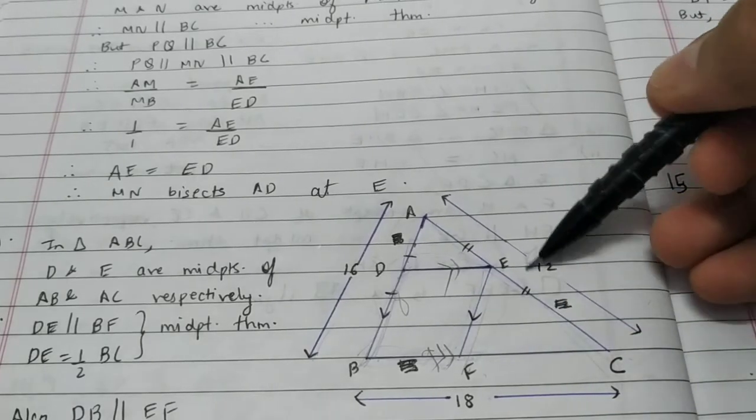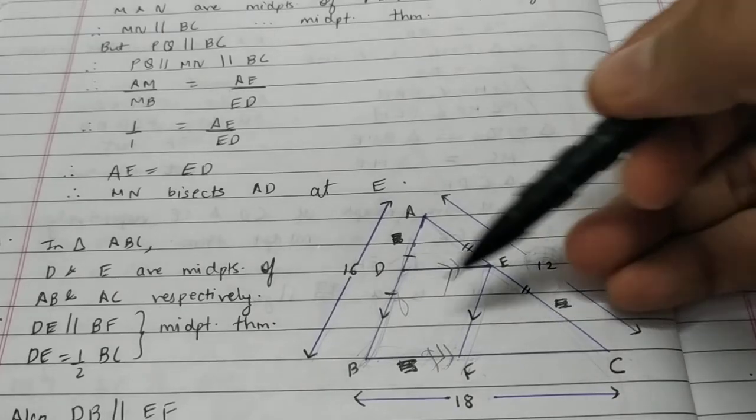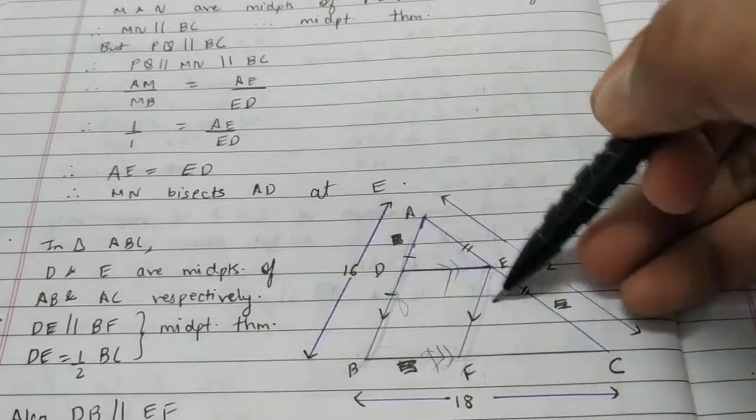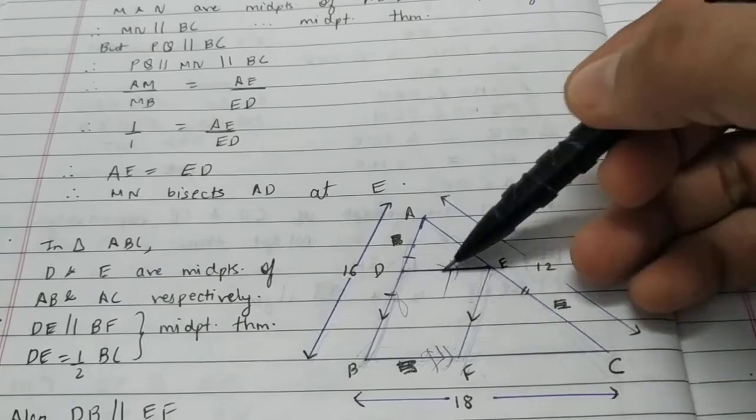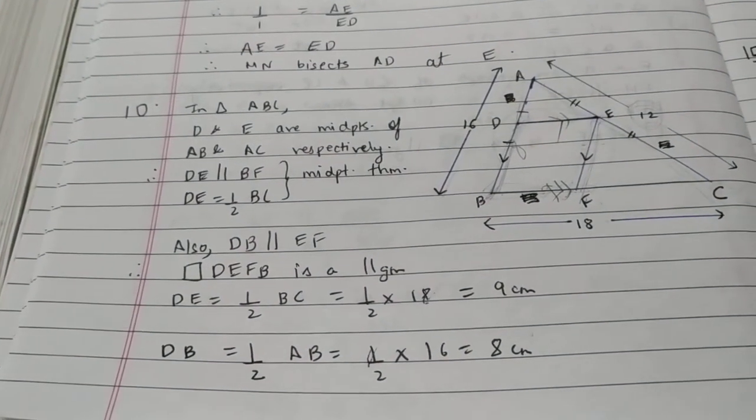What is the use of this 12 then? Nothing. It's of no use. It's there to fool you. So 8 plus 8, opposite sides are equal, right? And 9 plus 9, the total answer is 34 centimeters. That's the perimeter of this parallelogram.